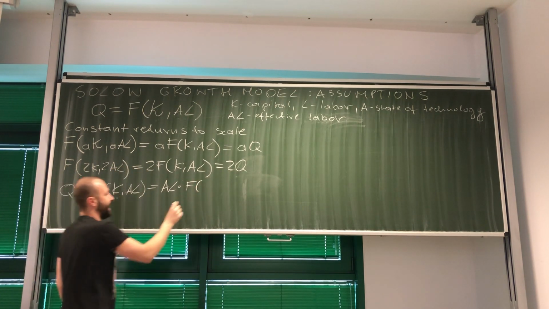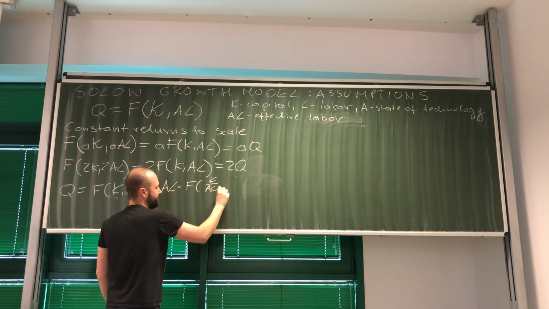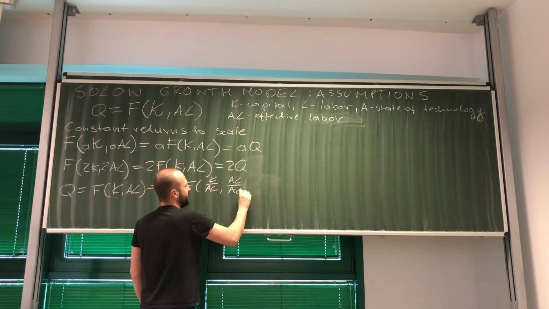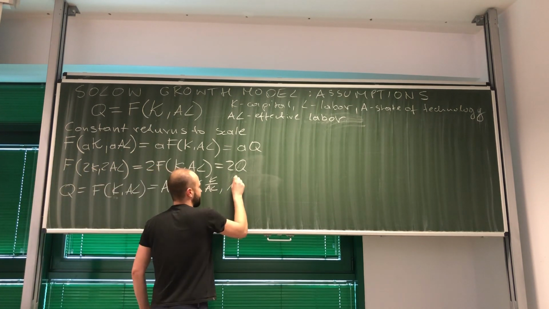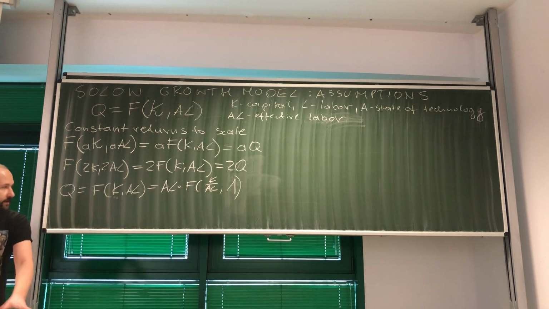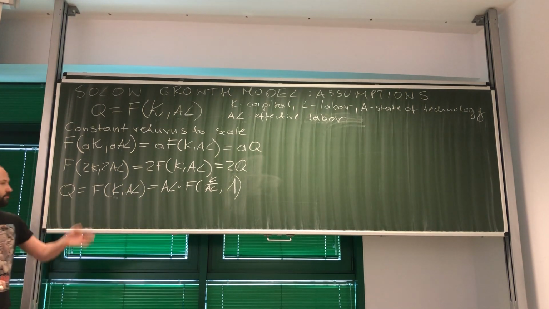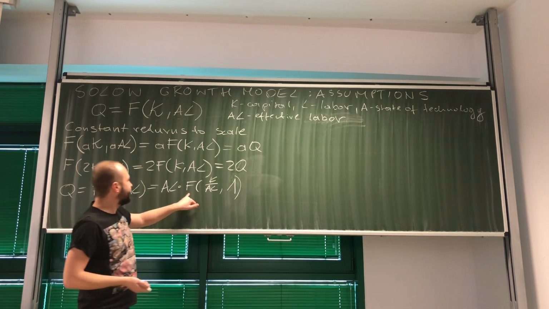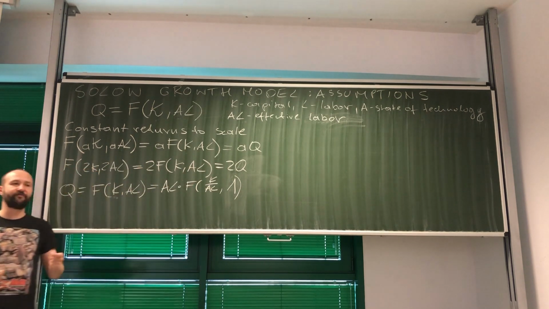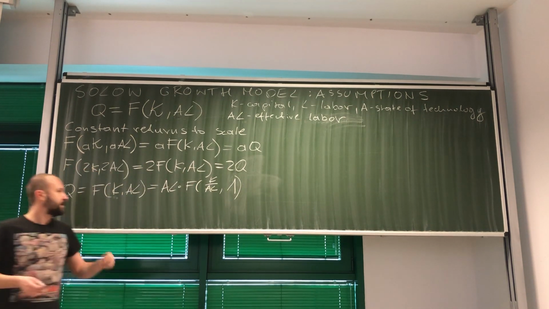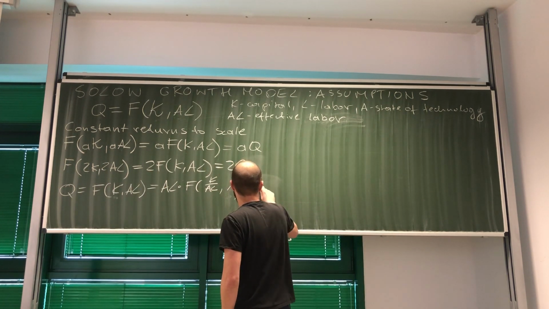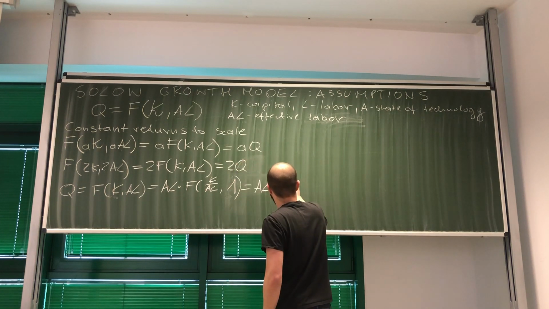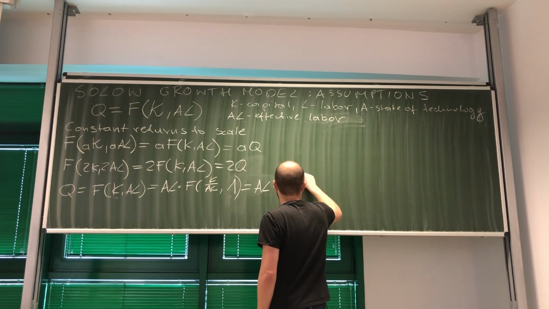I'm going to have here K over AL and here AL over AL. But AL over AL is simply 1. So look, what I've been able to accomplish right now is to make this function into a function of just one variable. So we don't need this one. It does not affect anything here. So we can write it as AL times phi of K.